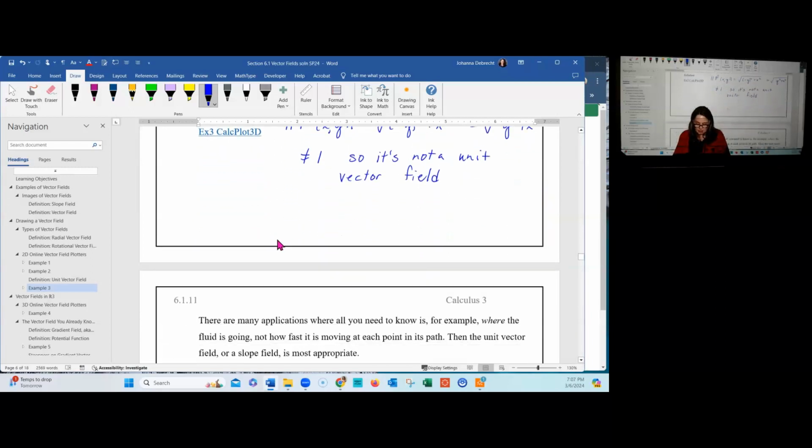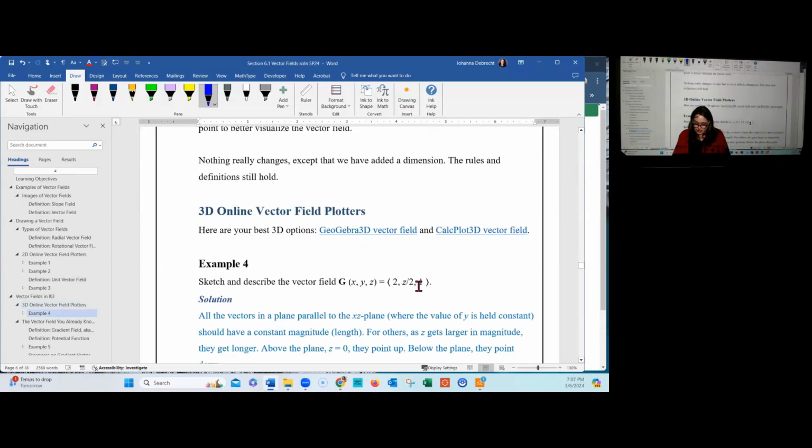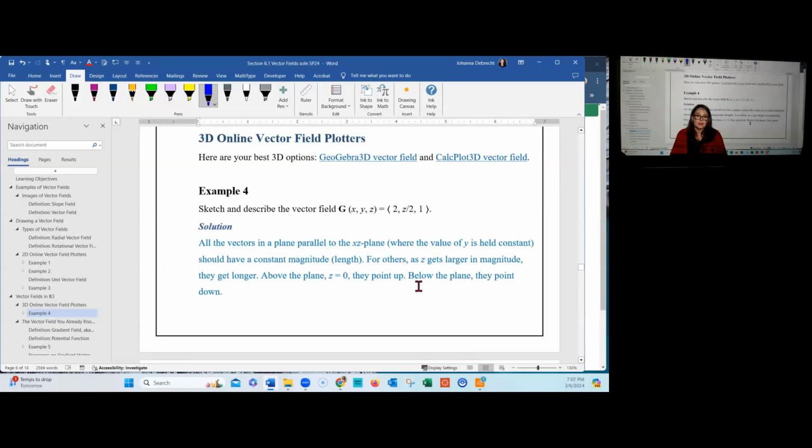Let's go ahead and talk about vector fields in 3D. If we're going to think about a 3-dimensional vector field, we'd like to be able to plot them. GeoGebra has a good 3D vector field plotter, and CalcPlot 3D has one as well. Let's go ahead and sketch and describe the vector field given by g of xyz as the vector 2, z divided by 2, 1. Note that a vector field has variables in its representation, generally speaking, because the length or direction may change depending on the location.